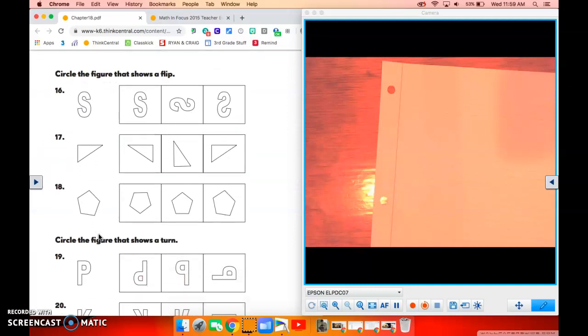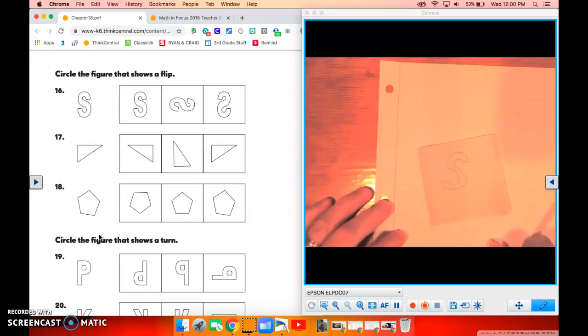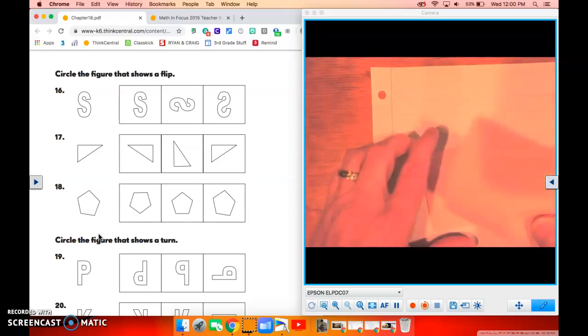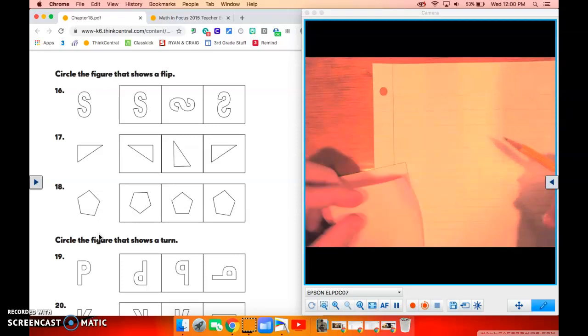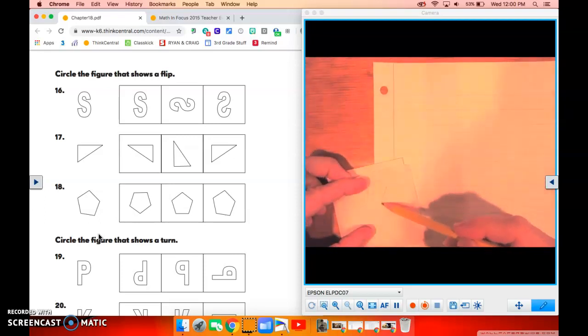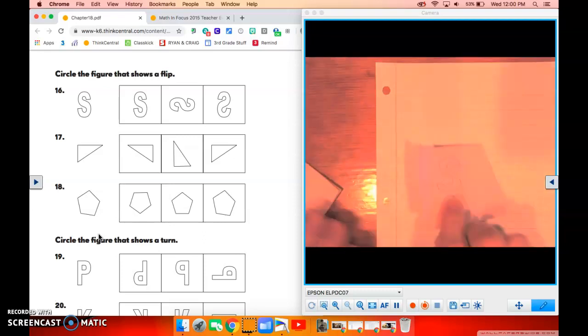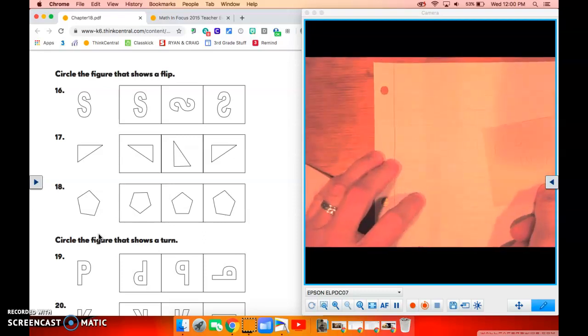Circle a figure that shows a flip. Now this one is where we need to have the flip piece. So you're going to go from a regular S, okay? So if this here is the regular S, like that, but if I flip it, and I don't know if I can quite, it's going to kind of go like, there, I tried to copy it. So this goes from here to here.